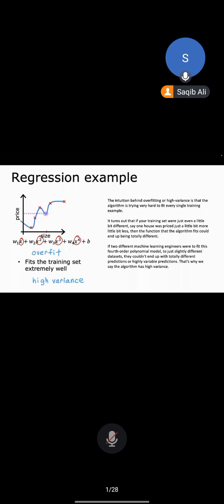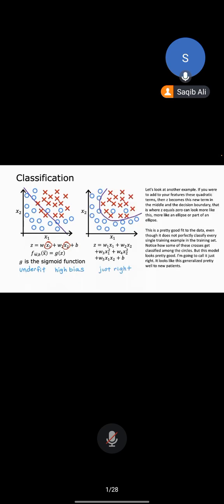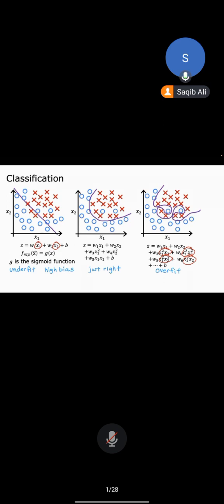So we started from here in the previous lecture. Same problem: underfit, overfit, and best fit. This problem also lies in classification problems: underfit, this is best fit, just right, and the last one is overfit. In order to address these issues, we have four methods.